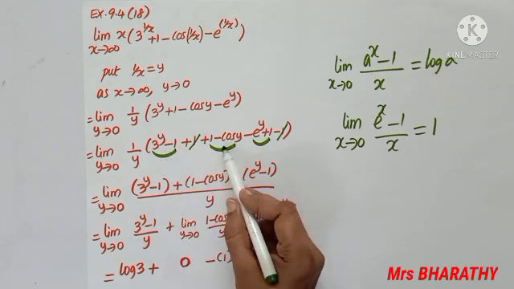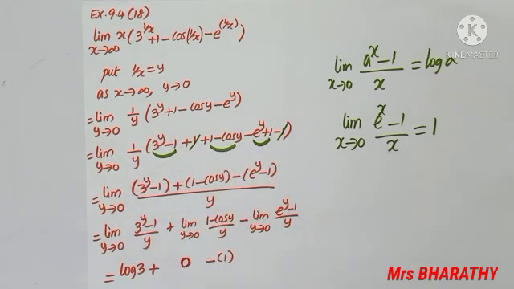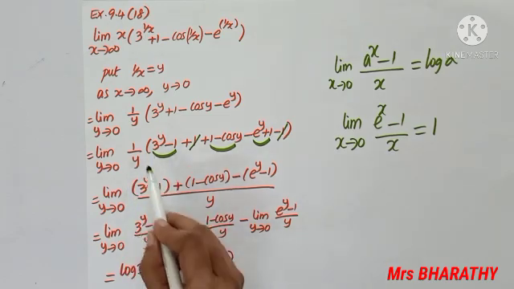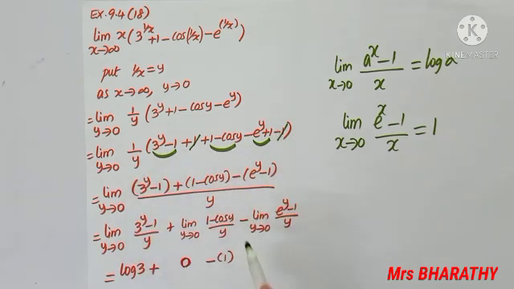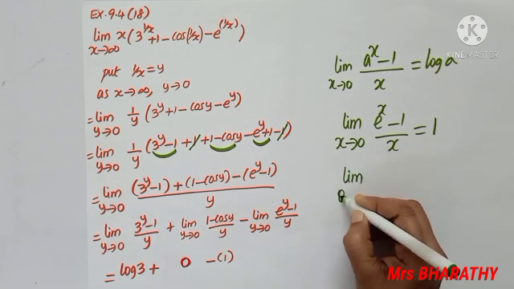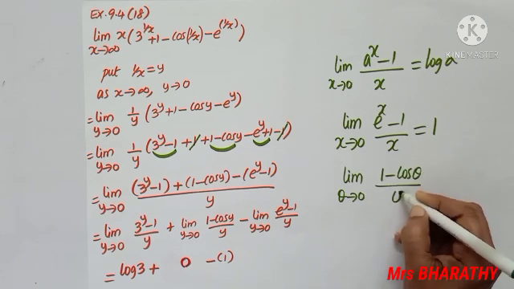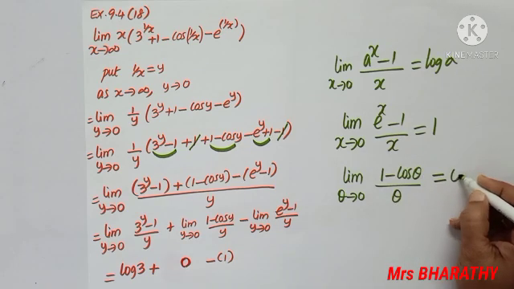As we join 3 different terms, let us split y for each. First term by y, second term by y, and third term by y. Let us recall this formula. Limit theta tends to 0, 1 minus cos theta by theta will become 0.